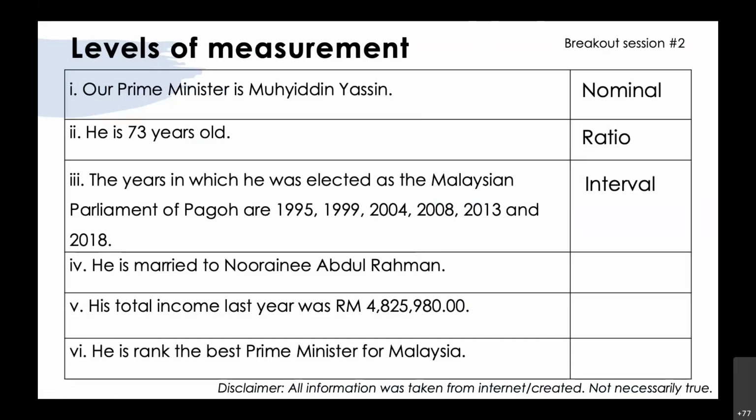Okay, then he is 73 years old, because it's a ratio. I put it as a ratio because 73 years old is a number that you can compare. Okay, 73 years old is old age, warga emas. It's a ratio because it can be compared with somebody else. For example, 73 years old, you can ratio it to the average age of our Prime Ministers in Malaysia. He is not the oldest. Means you can still compare his age to somebody. So the data can represent a ratio because you can compare it with other data.